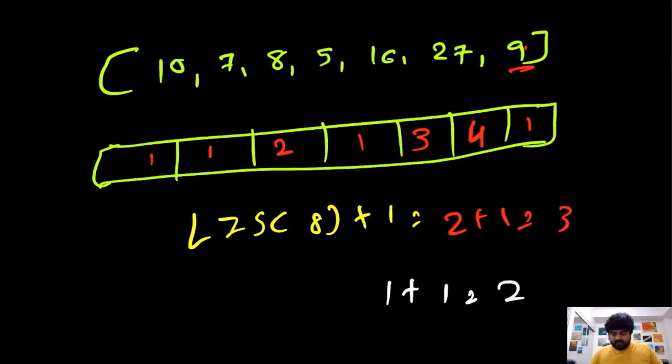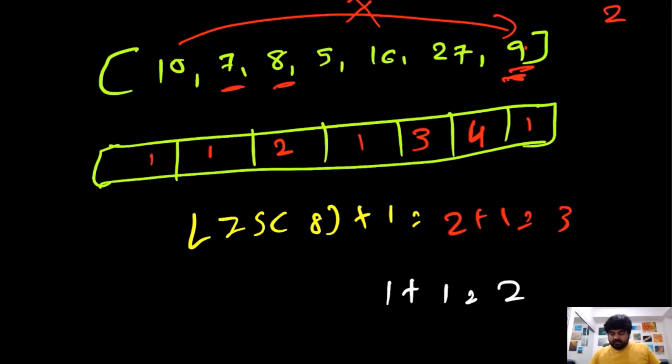So 10 is greater than 9, so we cannot do anything. 7 is less than 9, so for this one we can have the value as 2. 8 is also less than 9, so from 8 to 9 the value we can have would be 3. 5 is also less than 9, so from 5 to 9 the value we would have would be 1 plus 1, 2. From 16 to 9 we cannot do anything because 16 is greater than 9, and from 27 to 9 we cannot do anything because 27 is definitely greater than 9, which means that the maximum value we could find so far for 9 is actually 3, and that comes from the 8 plus 1.